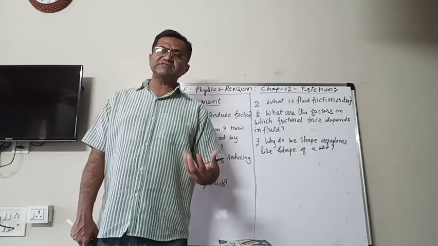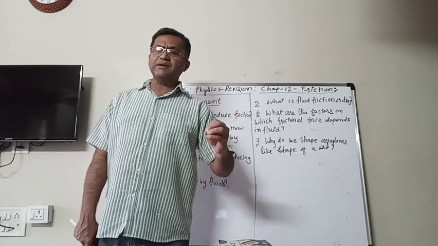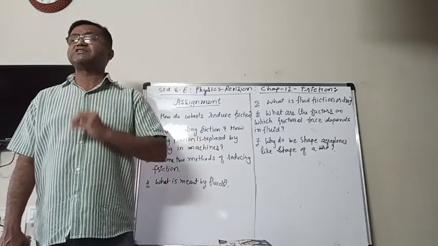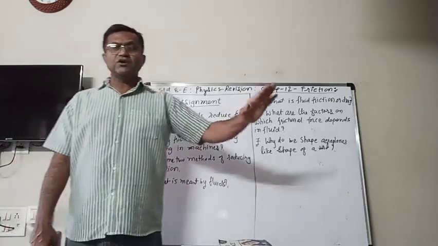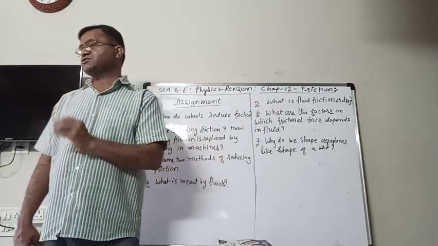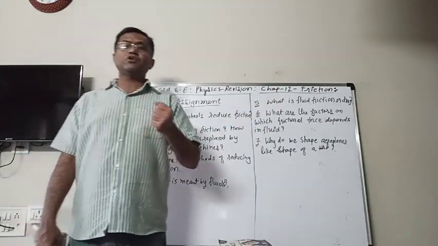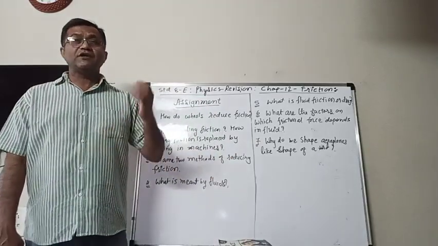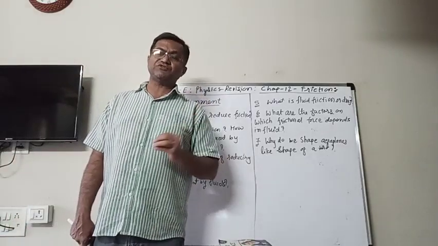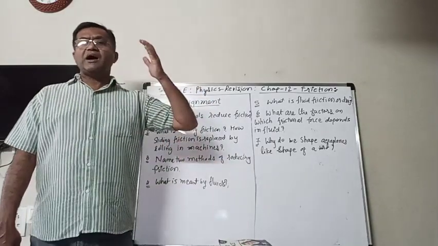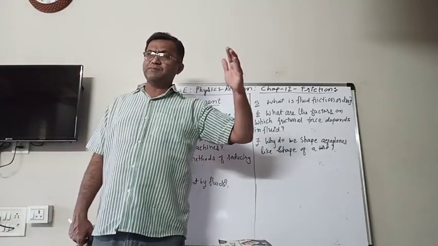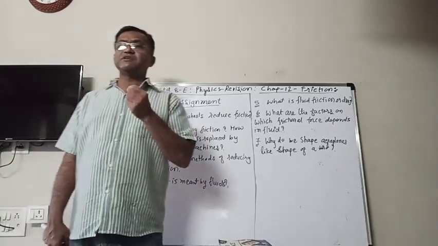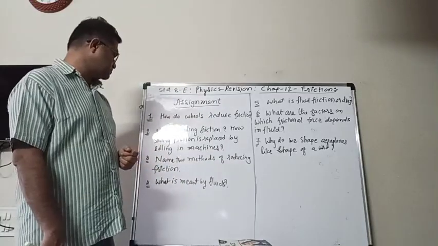So here also you can see that sliding is more than rolling. Rolling friction is the smallest friction. When you roll one surface on another, you have to apply very little force. It means that rolling friction is the smallest friction. So the highest is static friction, then sliding friction, and the smallest is rolling friction.